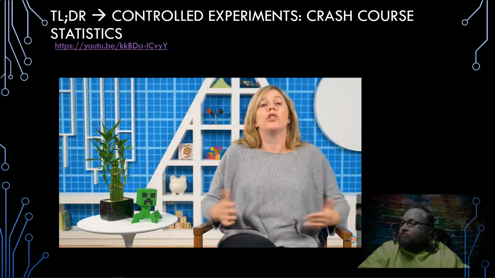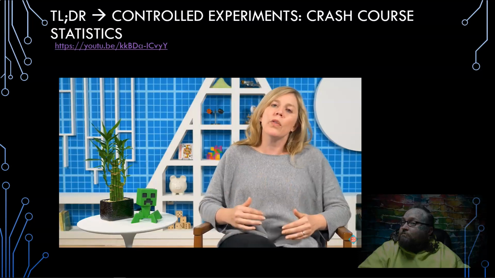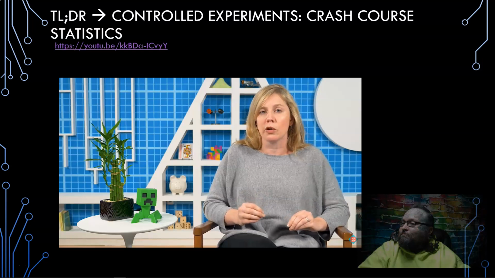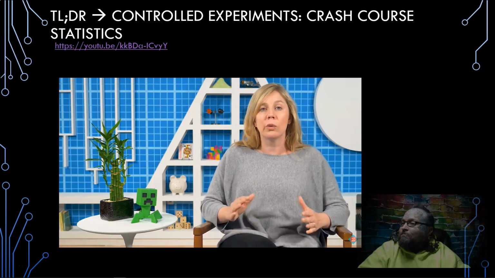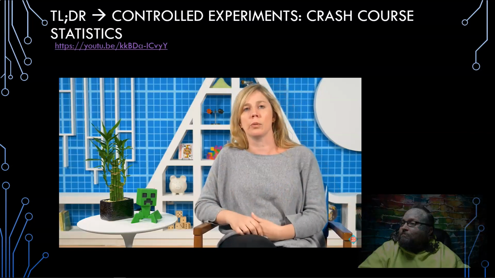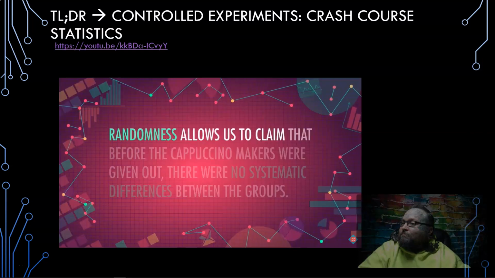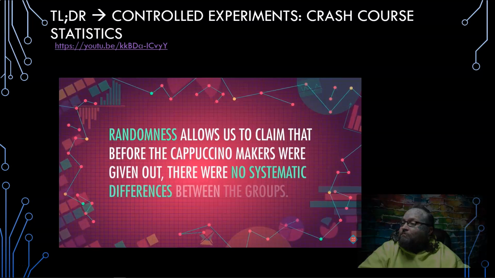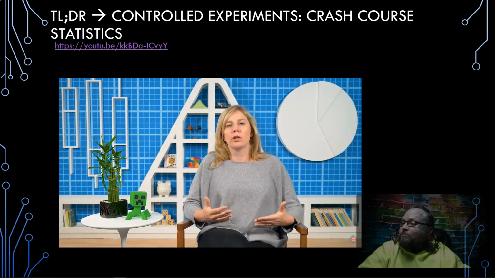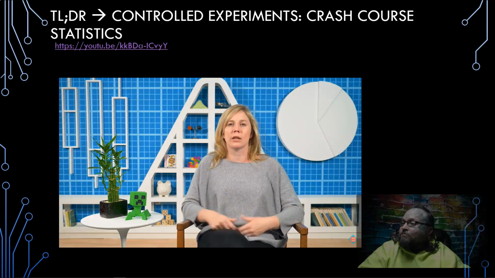And then we let life go on, just like in the simulations, and we record the test scores of both groups. Because we randomly assigned each person's group, every single family had an equal chance of being in the cappuccino or in the no cappuccino groups. Randomness allows us to claim that before the cappuccino makers were given out, there were no systematic differences between the groups. Usually, researchers will use a random number generator to assign subjects into random groups.